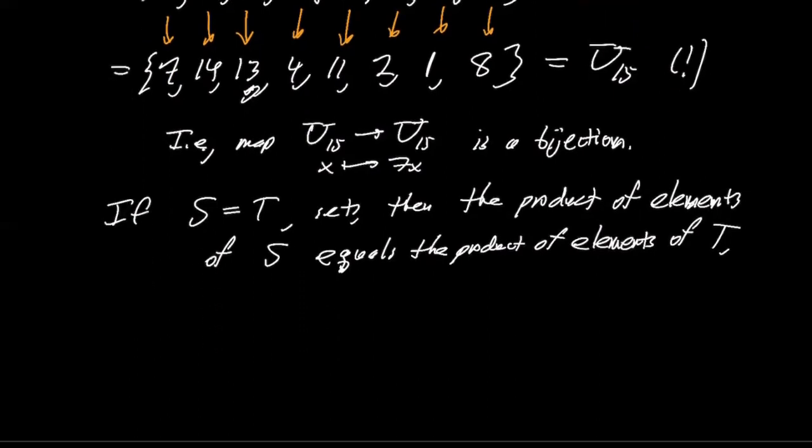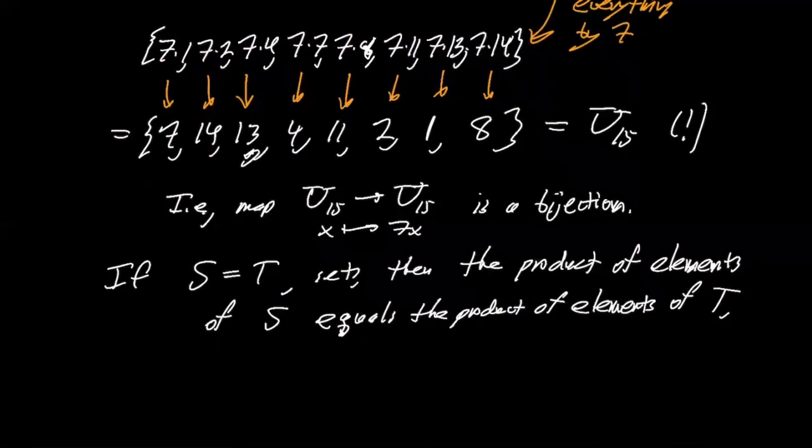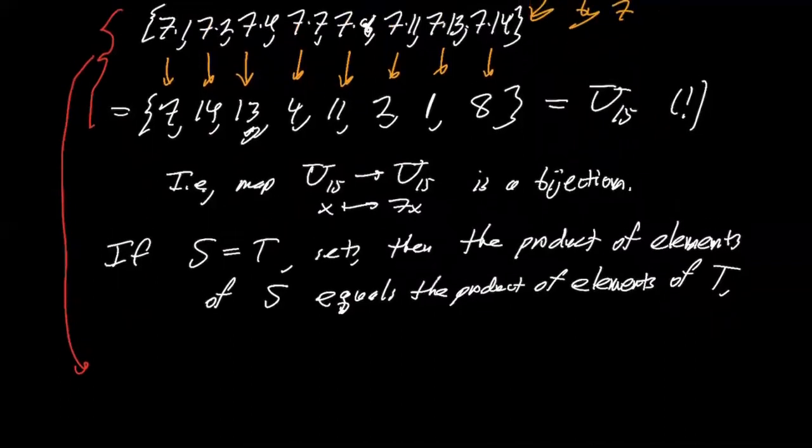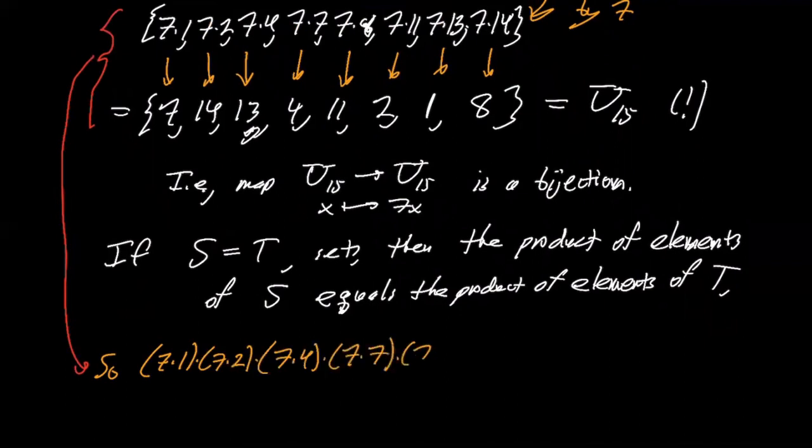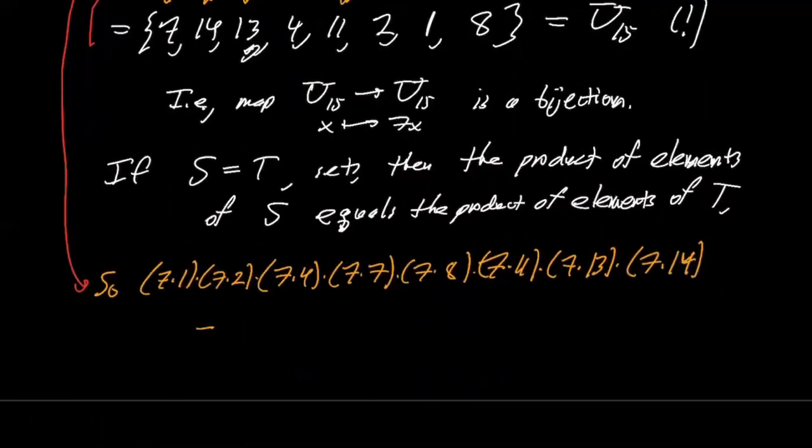So here, in this case, if I just focus on these two sets, this says that, in fact, 7 times 1 times 7 times 2 times 7 times 4 times 7 times 7. Hopefully you see where I'm going with this. Times 7 times 8 times 7 times 11 times 7 times 13. This is just at the edge of what I would want to write out fully. Well, that is going to equal just 1 times 2 times 4 times 7 times 8 times 11 times 13 times 14 in U15, right?